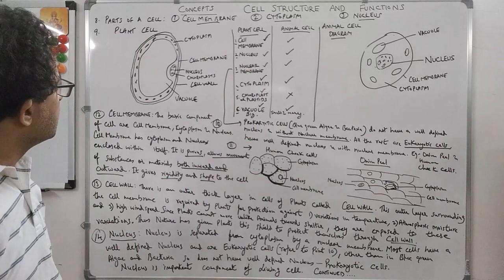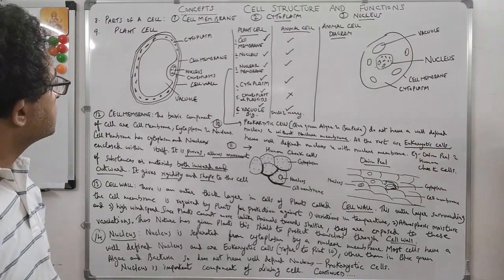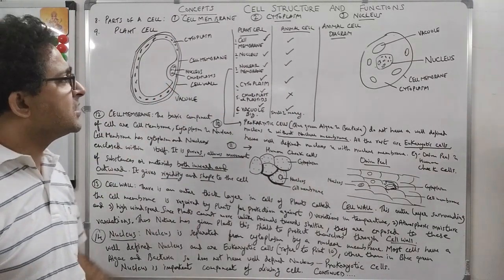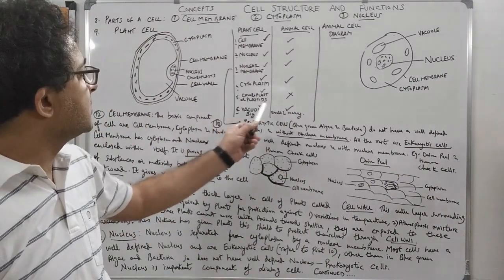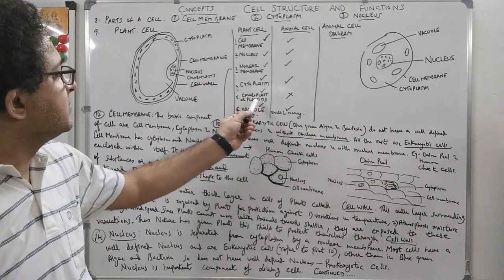And what other thing you can tell about them is the chloroplast. You can say animal cells do not have chloroplasts or plastids, right? It's not there, while plant cells have them, right?